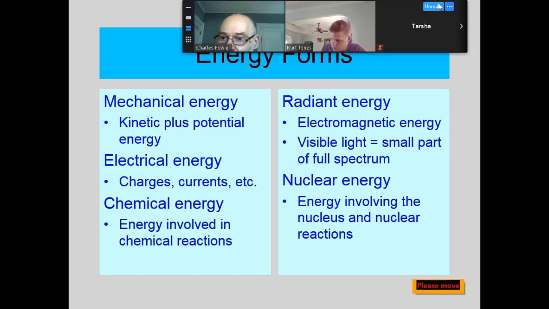So, mechanical energy, basically, is the energy of anything mechanical. It's the energy of motion plus the energy of position. And like I said, today's lab, that's what we're going to be dealing with, mechanical energy.